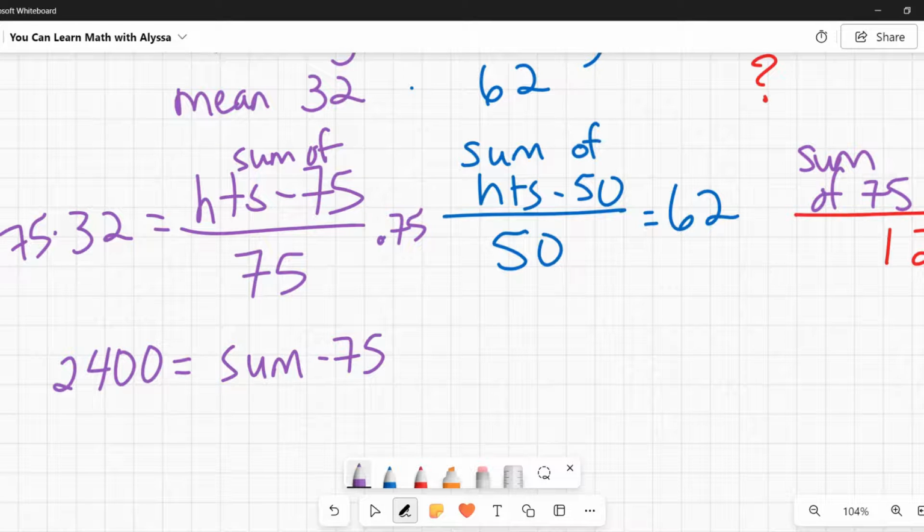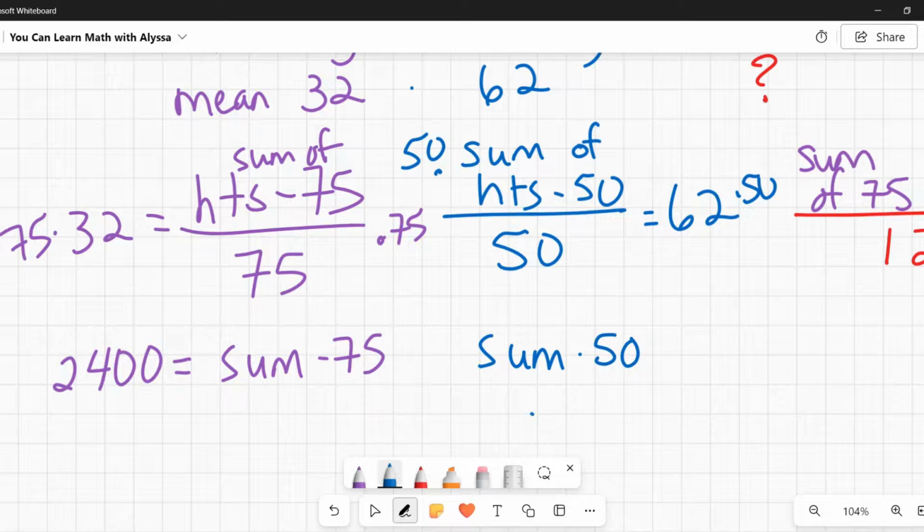I'm going to do the same thing on the next one. I have the sum of the heights of the 50 buildings was divided by 50, and it got 62. So I'm going to, and I'm running out of room, multiply both sides by 50. I didn't plan this well at all, did I? So when I do that, those 50s cancel out on the left, and I'm left with the sum of the 50 buildings on the left, and on the right, 62 times 50 is 3,100. Hey, I've got my two sums.